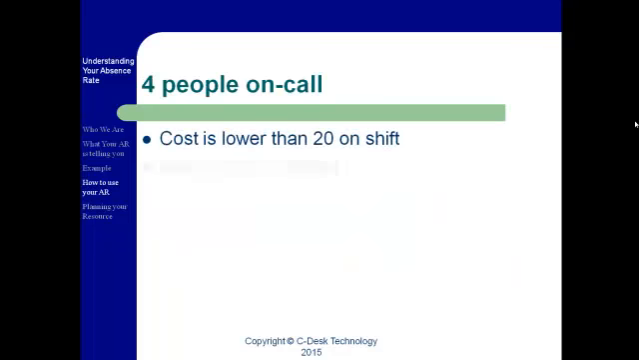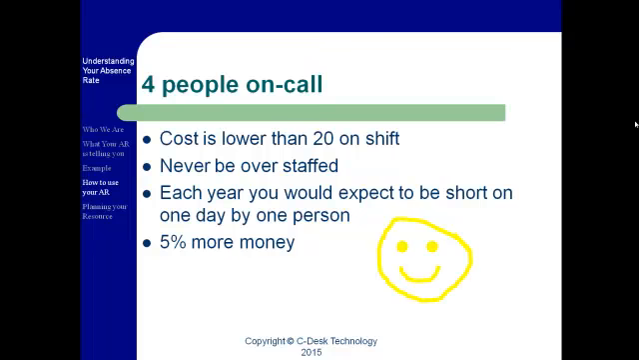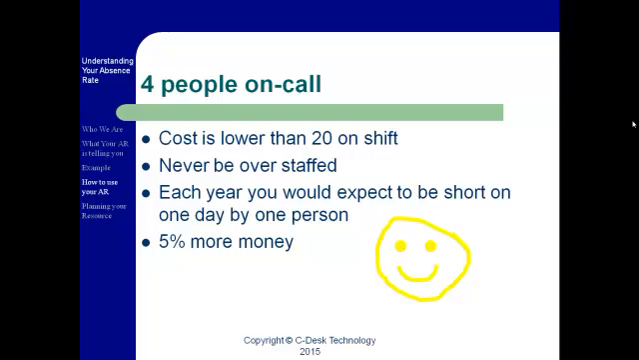You would never be overstaffed, and statistically you would only be short on about 1 day a year by 1 person, not 64 shifts as before. Also, everyone on the shift pattern would earn more money. On average, they would earn about 5% more than on the current arrangement. Hence, you have a better operation at a lower cost, and everyone earns more money. This is a good example of how understanding your absence rate can help you manage more effectively. You can use your absence rate to predict not only how much resource you should budget for, but also how to use that resource to its best advantage.